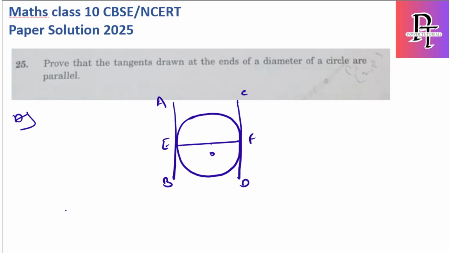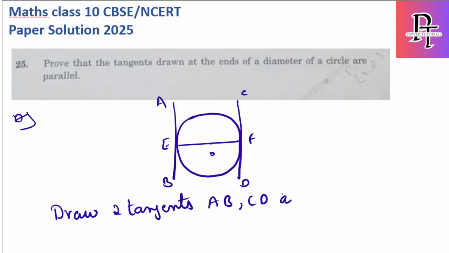So I'll write here: draw two tangents AB and CD to the ends of the diameter. This is the first step, and we know that tangents subtend 90 degrees to the center.